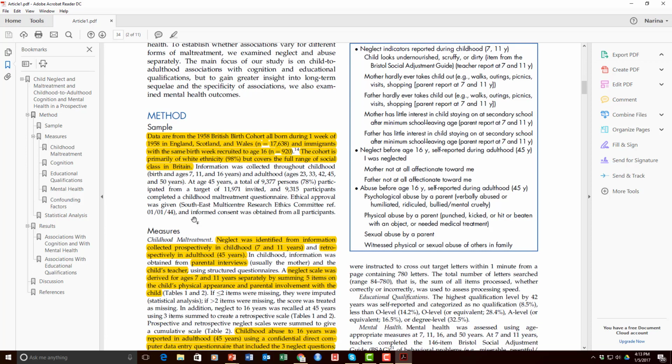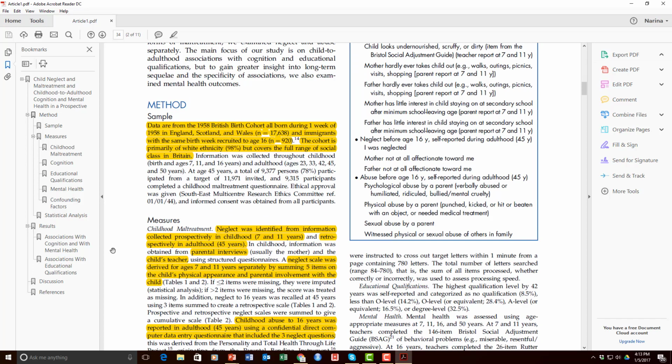Here's where it gets interesting. This is how child maltreatment was defined. It says that neglect was identified from information collected prospectively in childhood and retrospectively in adulthood. So what they did in childhood was they obtained information from parents and the child's teacher and derived a neglect scale. So it's kind of identified children, but then as adults, they interviewed them at 45 years of age and asked them if they had been neglected.